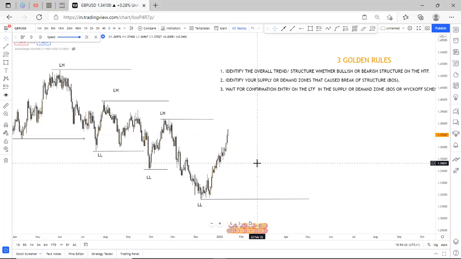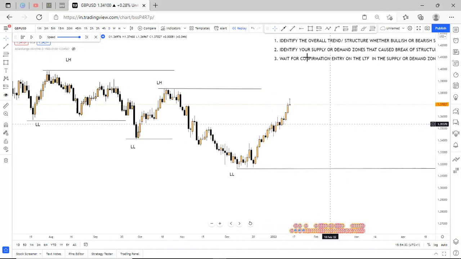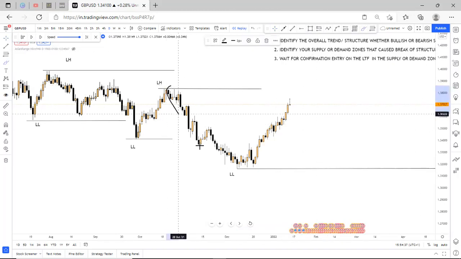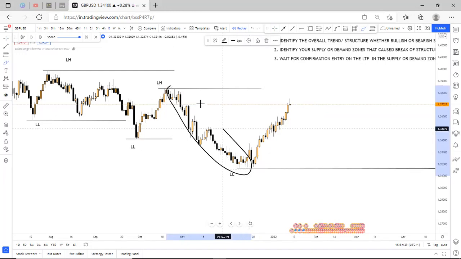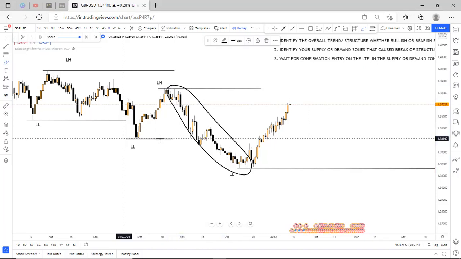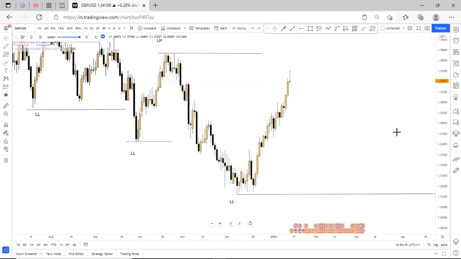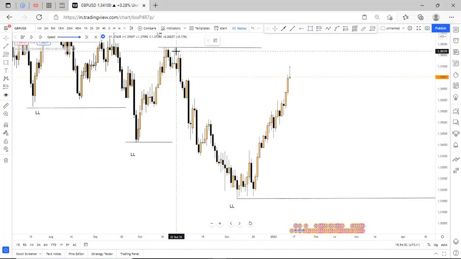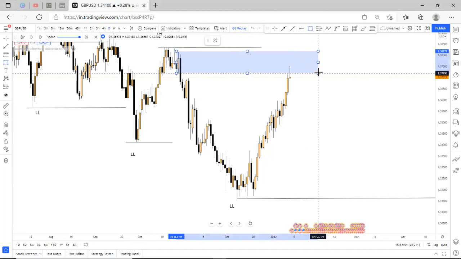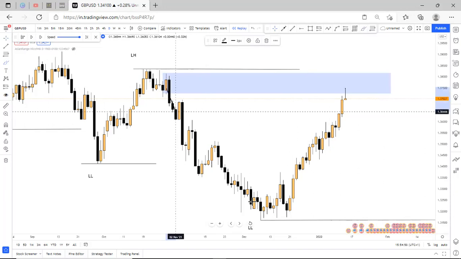So with this knowledge that GBP USD is in a bearish structure, now we want to identify our supply zone. Okay, so to identify our supply zone that broke structure, you want to look at the leg of the structure. You want to look at this leg of structure that broke the last low, that broke the last lower low to the downside right here. So at this structure, you want to identify your supply zone, and as you can see, we have this unmitigated supply right here. That is, this zone was responsible for this whole push to the downside.